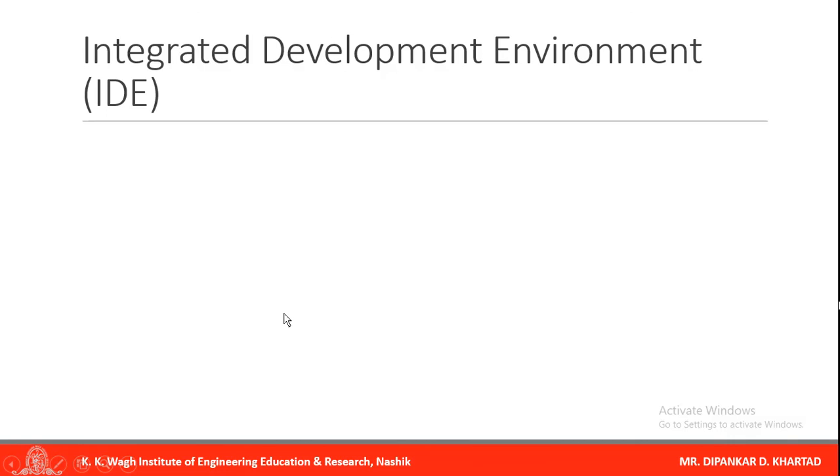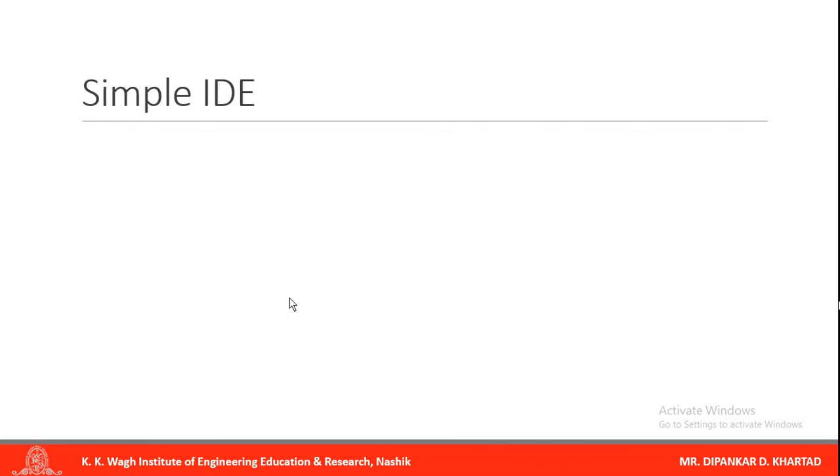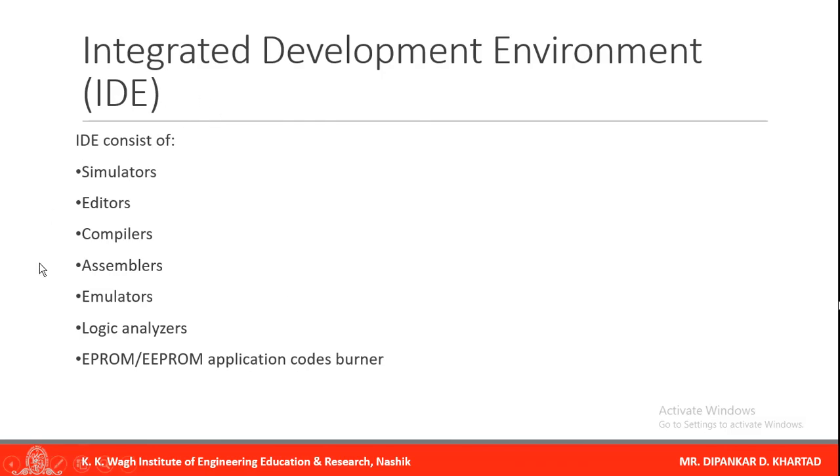And one more is there, that is the integrated development environment, IDE. So the IDE consists of various programs including simulators, editors, compilers, assemblers, emulators, logic analyzer, EEPROM, application code burner. See, all these software are included in a single platform, that is the IDE, integrated development environment. So this tool is used to create our program files for a specific target system.